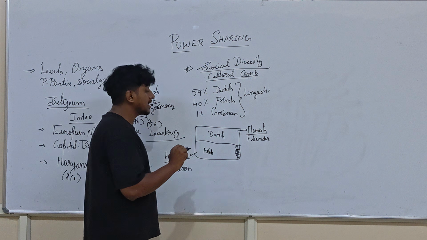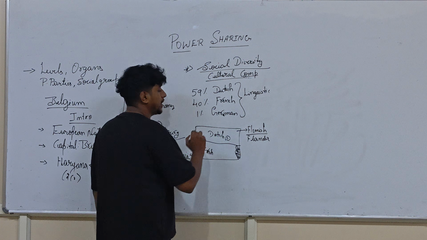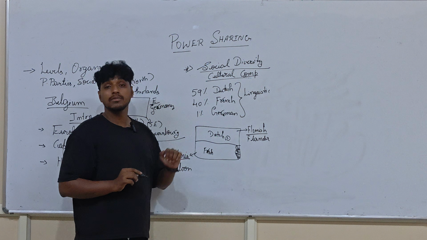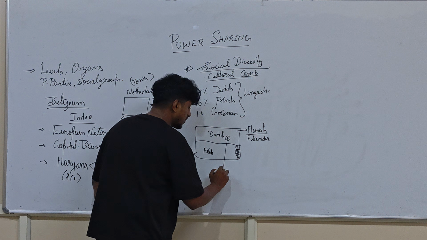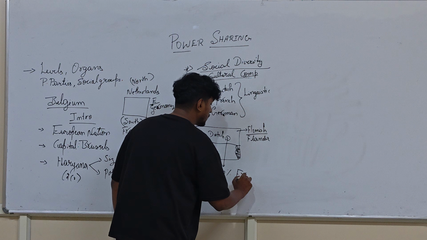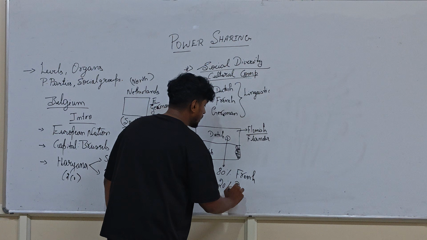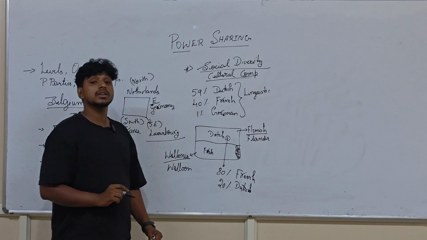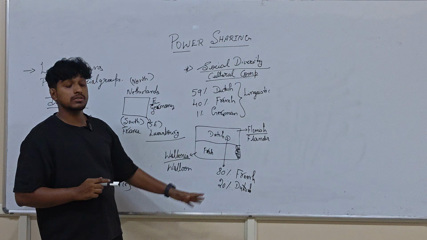The capital city of Belgium, Brussels, is in the Flemish region. In Brussels, we have 80% French people and 20% Dutch people. This will be the ethnic composition of Belgium. If we write this, we'll get 3 marks.